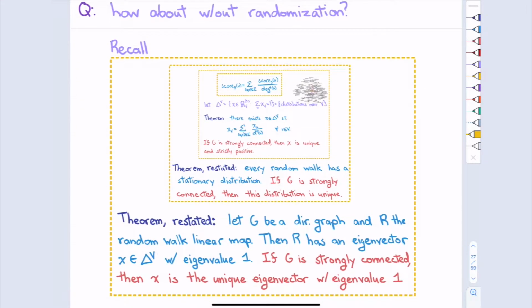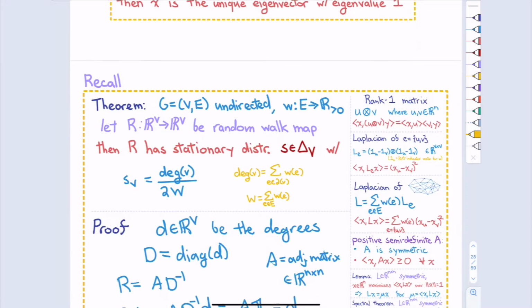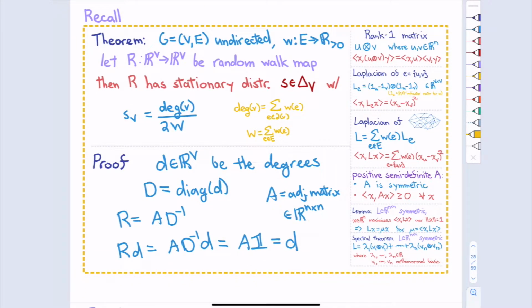Let me just review some basic facts that we've picked up. One, from our first lecture about random walks, is that every random walk has a stationary distribution. It's unique if it's strongly connected. That's, of course, the case for an undirected graph. Second fact: for undirected graphs, not only does it have a stationary distribution, but that distribution is proportional to the degrees. The odds of being at a particular vertex is completely proportional to its degree.